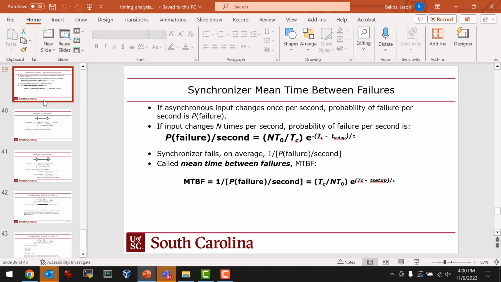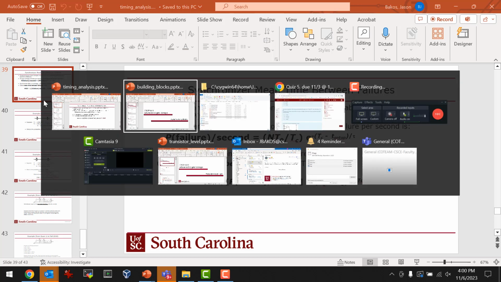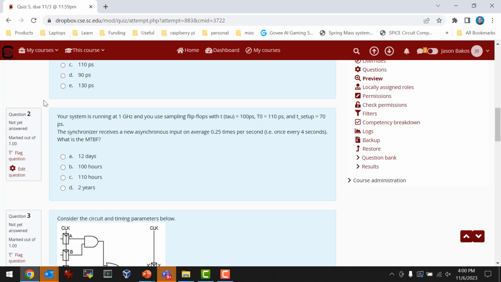the mean time between failures is the reciprocal of the probability of failure per second. So I'll just say mean time between failures is T sub C over N times T sub 0 and e to the T sub C, that's the clock period, minus T setup over tau, right? Make sense? So this is going to be T sub C, which is, well, it's a gigahertz, so what's T sub C?